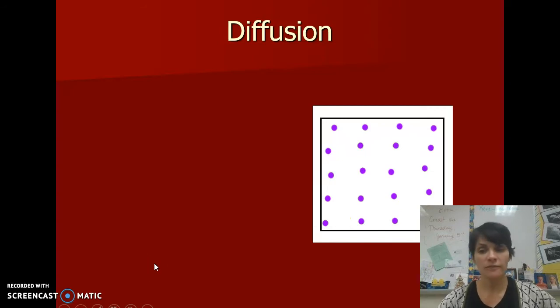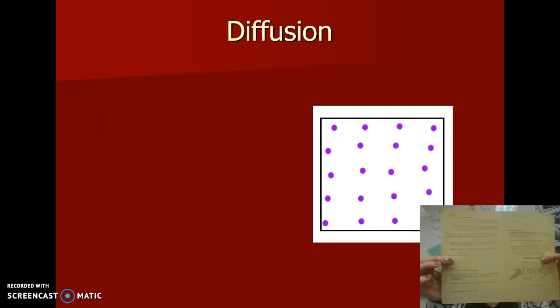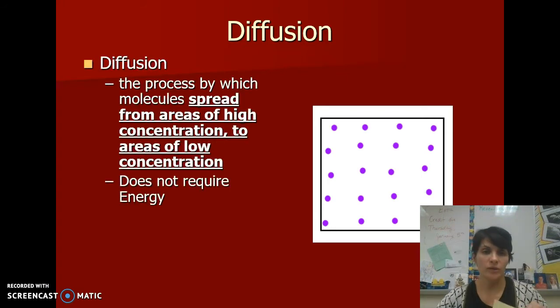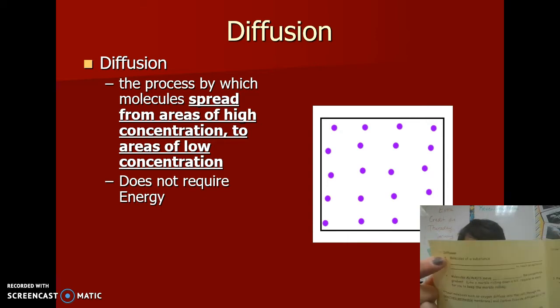This is the first part where you're going to need to take down notes. You're going to open up your note sheet to this page, and we are right here at the top, number 1, diffusion. This is the process by which molecules move from an area of high concentration to an area of low concentration. And you are filling that in right there.